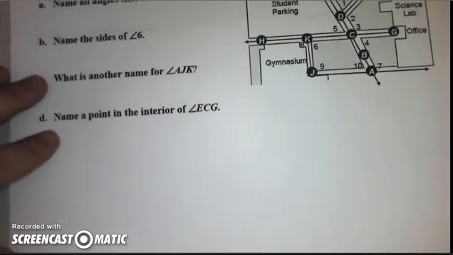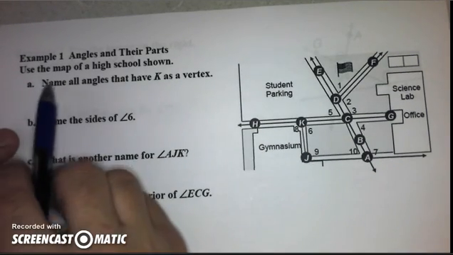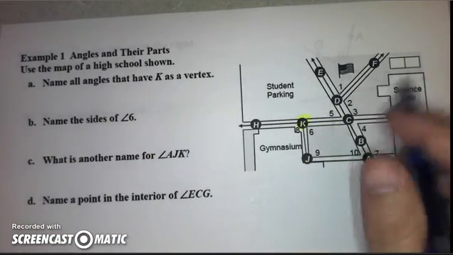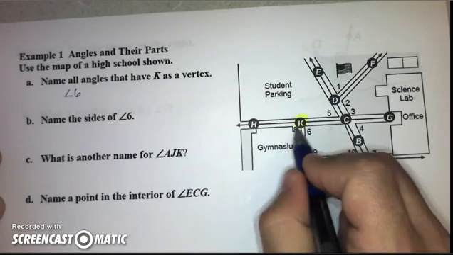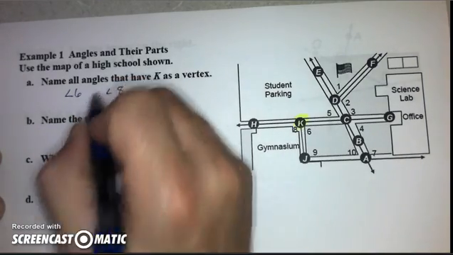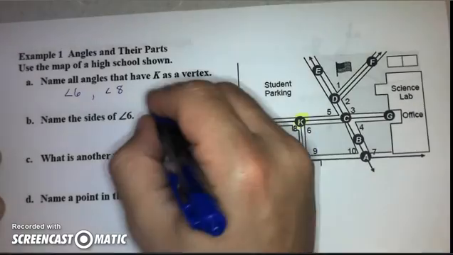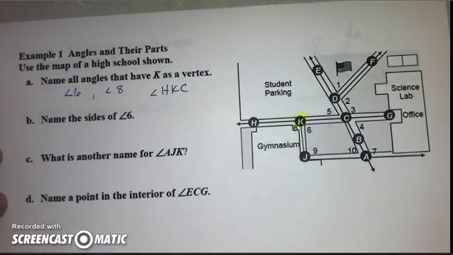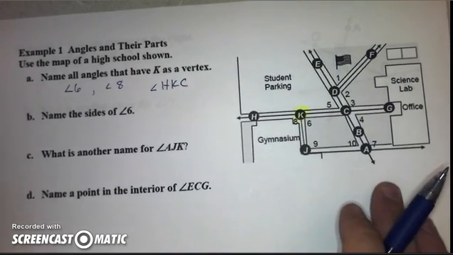All right. So we're going to take a look at this first example in which we are asked to name some angles. So part A wants you to name all the angles that have K as a vertex. Well, K is our vertex right there. We have this angle formed by these streets, angle 6, and the other side, angle 8. And technically, opposite rays KH and KC do form what's called a straight angle, so I could also say angle HKC. It's a straight angle that we'll learn about later.